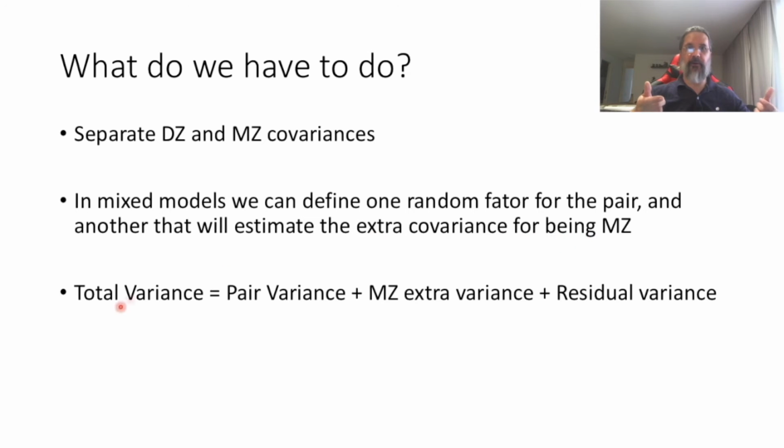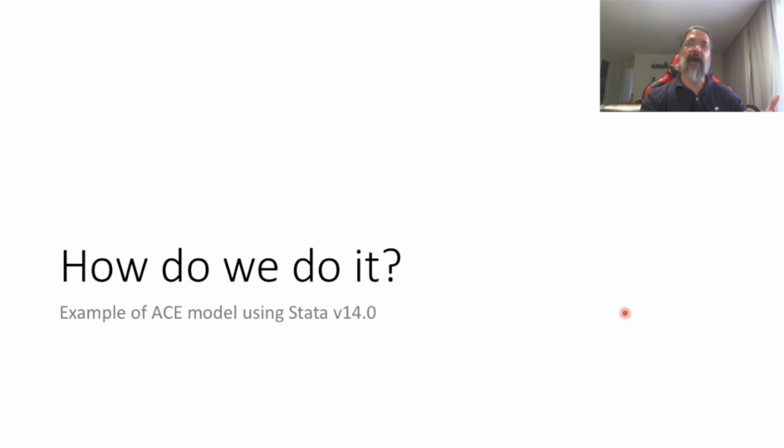So now, our total variance will be the variance of the pairs plus the extra variance of monozygotic pairs plus the residual variance. And how do we do it? I'll try to show you with an example using Stata, but it can be done in R, SAS, or even SPSS using the appropriate commands.